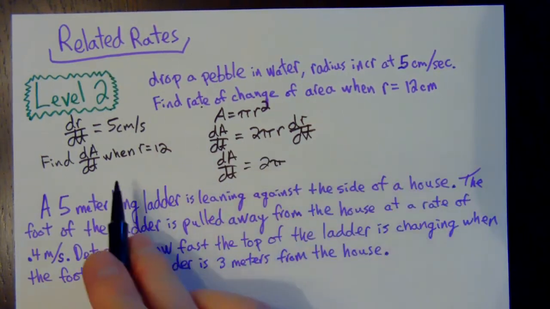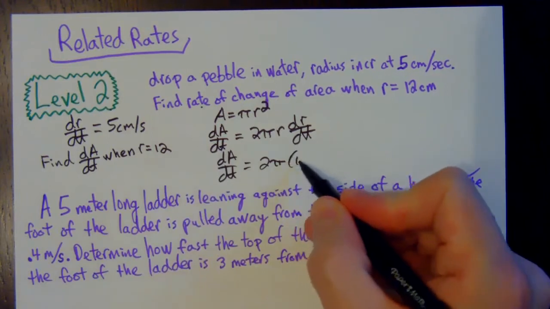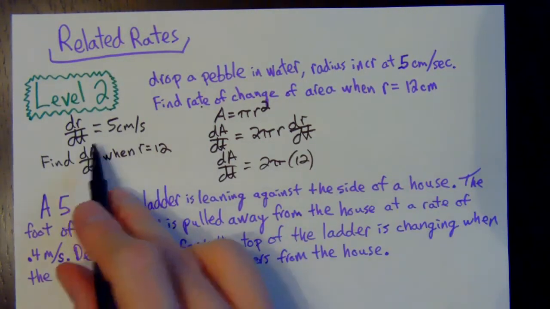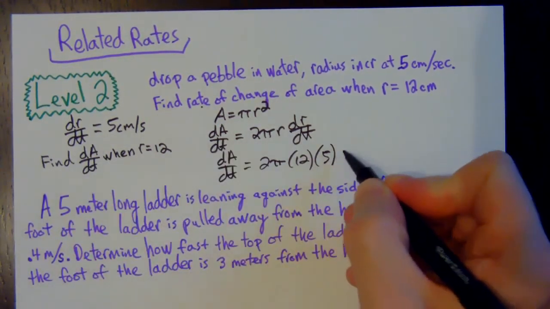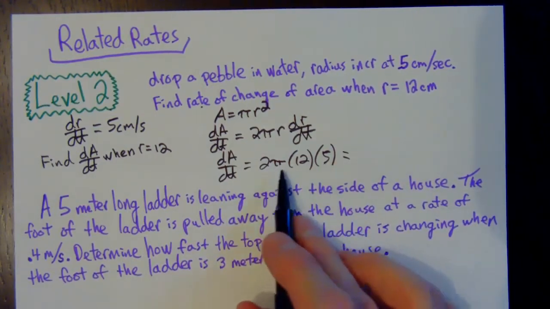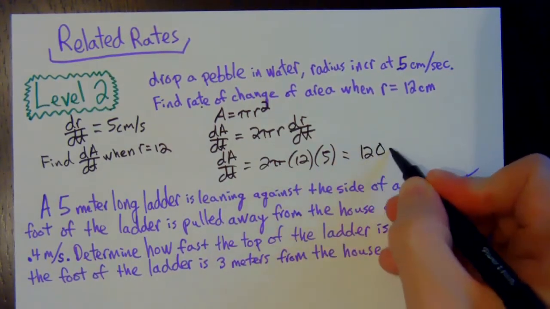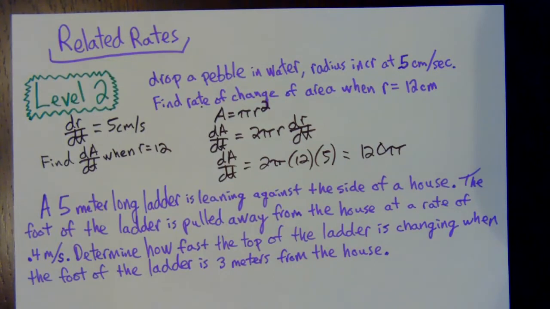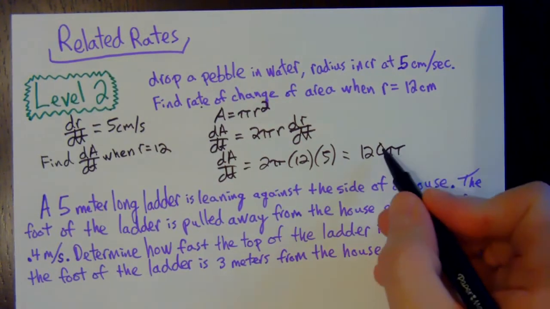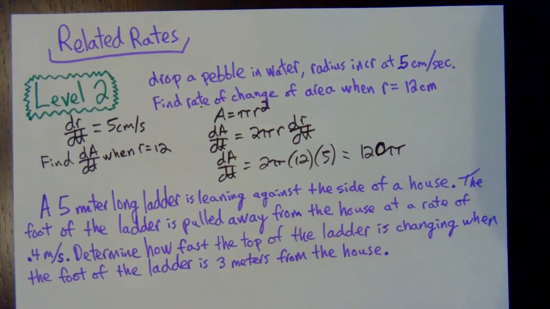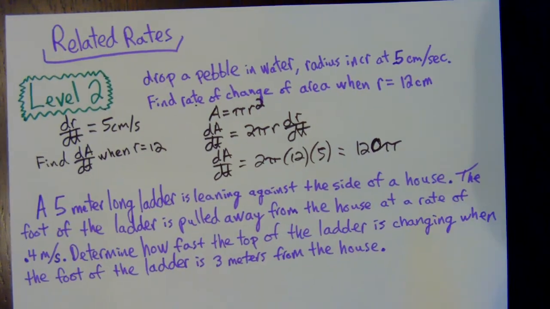We were given that the radius was equal to 12. And then we are given that dr/dt was 5. So that's going to be 60 times 2. That's going to be 120 pi. And then we do need to get the correct units on this. On the AP test, they almost always ask for the correct units on a related rate word problem.